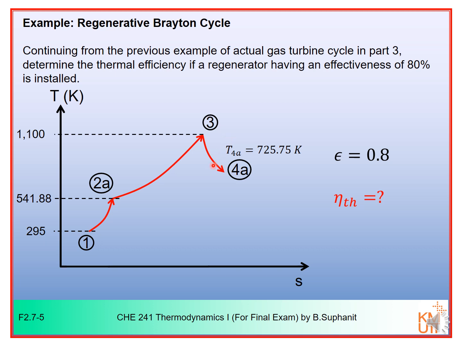From the previous actual gas turbine cycle, we'll install a regenerator to exchange heat between the turbine exhaust, or 4A, and the compressor exit, or 2A. As a result of this regeneration, the turbine exhaust temperature will be reduced from 4A to 6, while the compressed air temperature will be increased from 2A to 5. You see that the amount of heat required in the combustion chamber will be reduced. Therefore, the thermal efficiency will be increased.